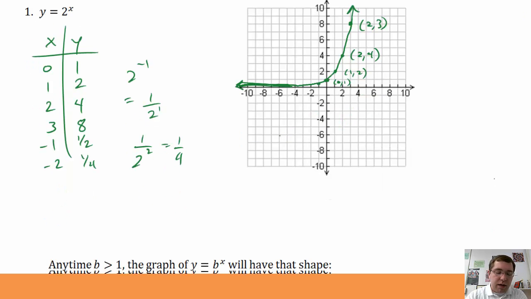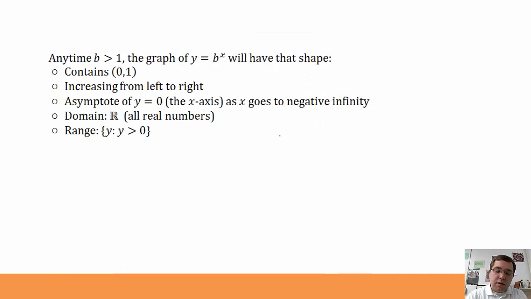So anytime the base is greater than 1, the graph of y equals b to the x will always have that same shape we just saw. It will always go through the point 0, 1, because if I plug in 0 for the variable, I'll have a 0 in the exponent, and that will always give me 1. It will always be increasing from left to right. We'll always have an asymptote of y equals 0, which is the x-axis, as x goes to negative infinity. So as x gets further and further negative.